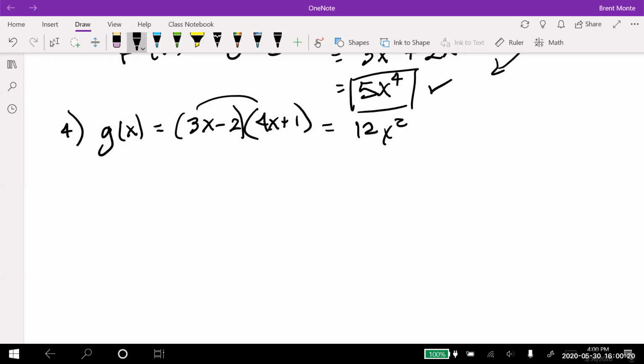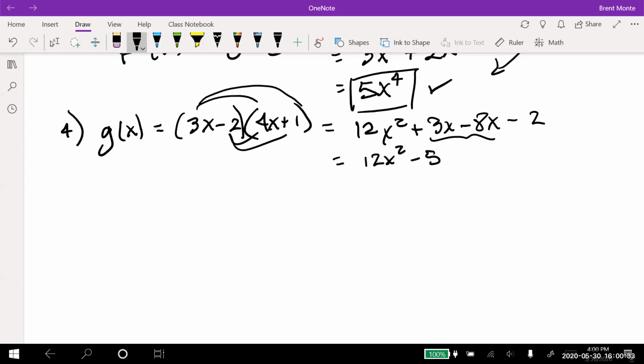12x squared plus 3x minus 8x minus 2. Combine like terms: 12x squared minus 5x minus 2. So that's my function g of x.